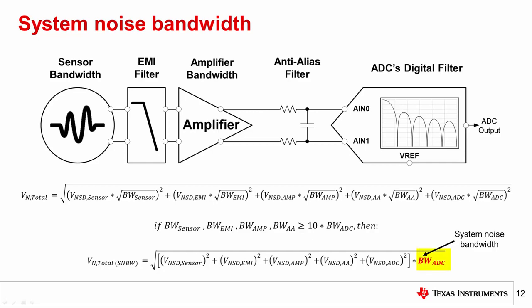However, the approximation derived on the previous slide allows you to replace all component bandwidths with the system noise bandwidth, assuming that the digital filter bandwidth is an order of magnitude smaller than all other component bandwidths. If this condition is satisfied, the system noise bandwidth is just the digital filter's cutoff frequency. This allows you to use the simpler noise equation shown at the bottom of the screen that depends only on the noise spectral densities of each component and the digital filter's negative 3 dB point.